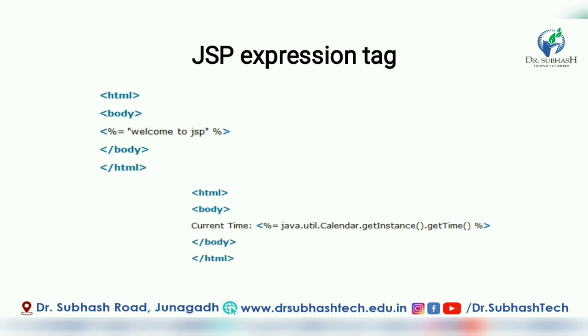In the next example, we have done <%= java.util.Calendar.getInstance().getTime() %>. This expression returns the current time of the system and it will be directly displayed on the screen. What is the basic working of the expression tag? It evaluates the particular expression and gives the response, and that response is printed on the page. We can see this in both examples: first is welcome to JSP and the second is the current time.